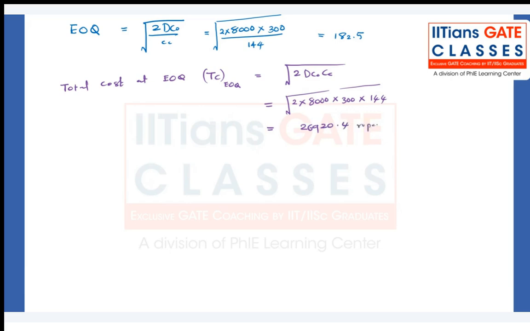26920.4 rupees. All right. Now, the actual quantity the company orders. This is the economic order quantity, and this is the total cost at the EOQ. But the company is not ordering this EOQ. They are ordering this one, right? Now, the actual quantity the company orders.